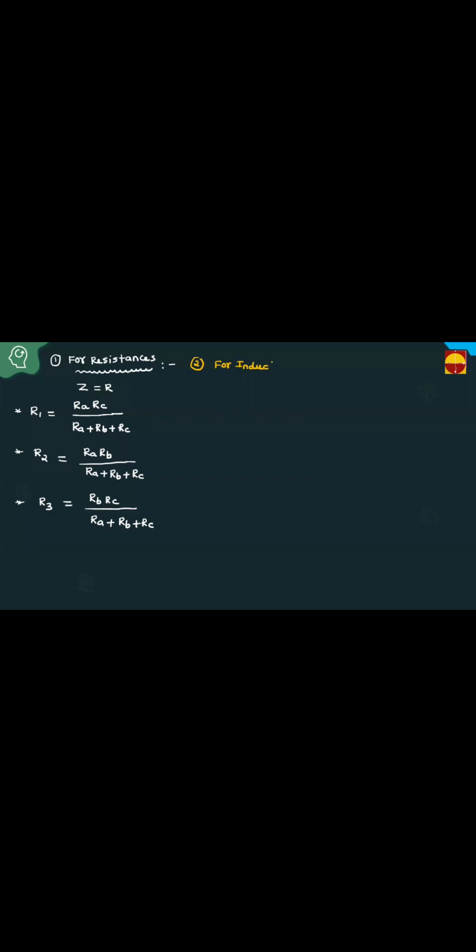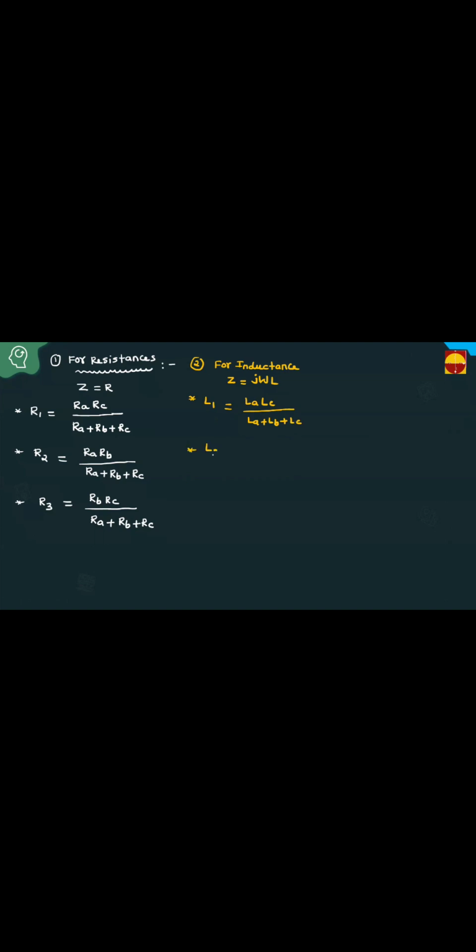Next, the second one is for inductance. Students, we know that for inductance, you replace Z equal to j omega L. Numerator also has j omega L, denominator also has j omega L, so j omega cancels. Then directly I'm writing L1. The inductance formulas are similar to the resistance formulas. L1 equals LA into LC by LA plus LB plus LC.